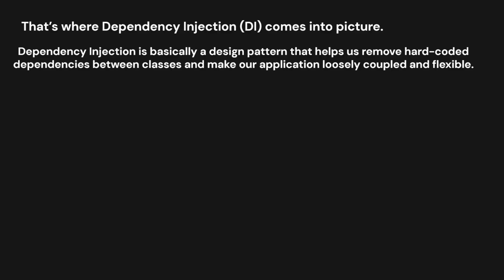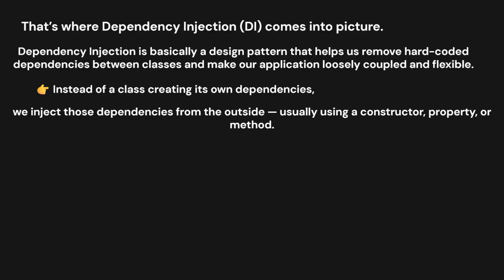Dependency injection is basically a design pattern that helps us remove hard coded dependency between classes and makes our application loosely coupled and flexible. In simple words, instead of a class creating its own dependency, we inject those dependencies from the outside, usually using a constructor, property, or method.